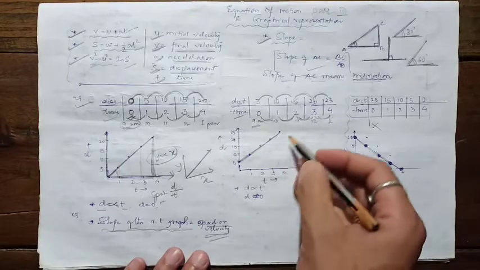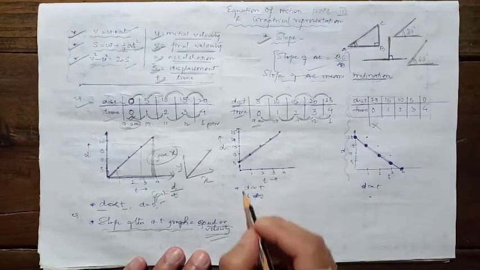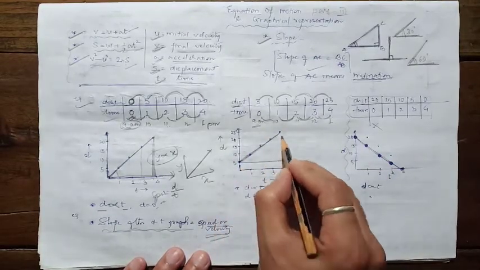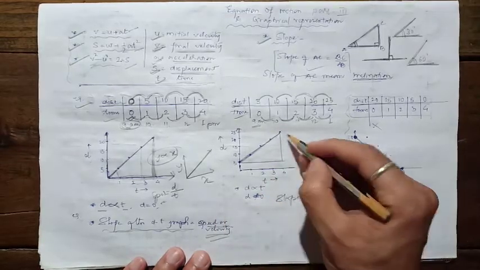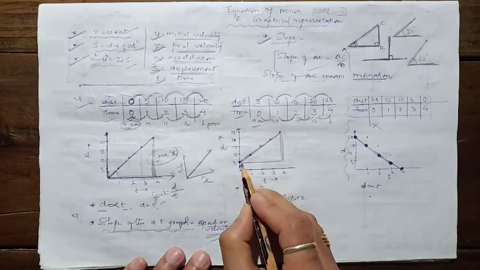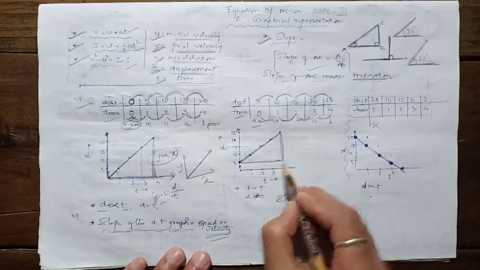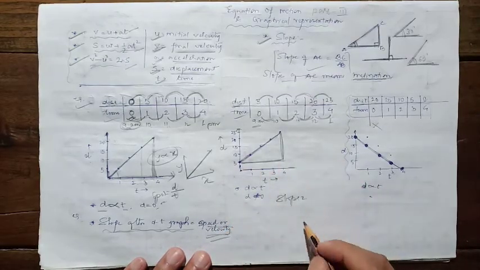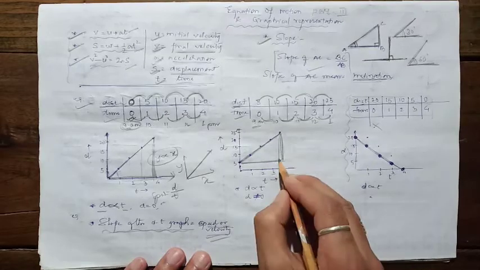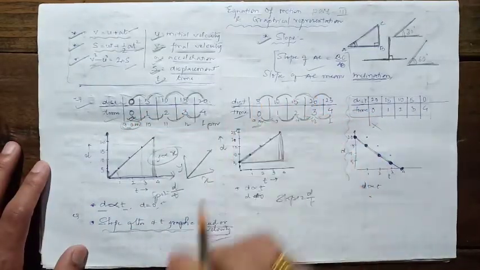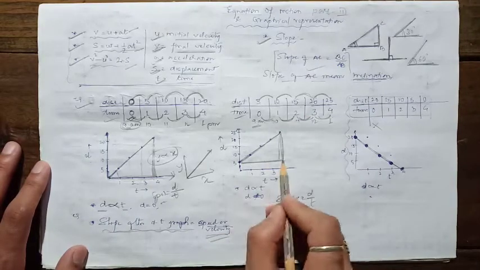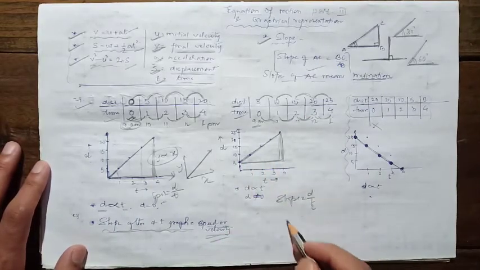So now next, see here in this case also, how will you calculate the slope? You construct one right angle triangle this way. Now you calculate the slope. You take the ratio of this vertical line and this horizontal line. That will give you the slope. And again, this vertical line is the distance, and this horizontal line is time. So distance by time is the speed.